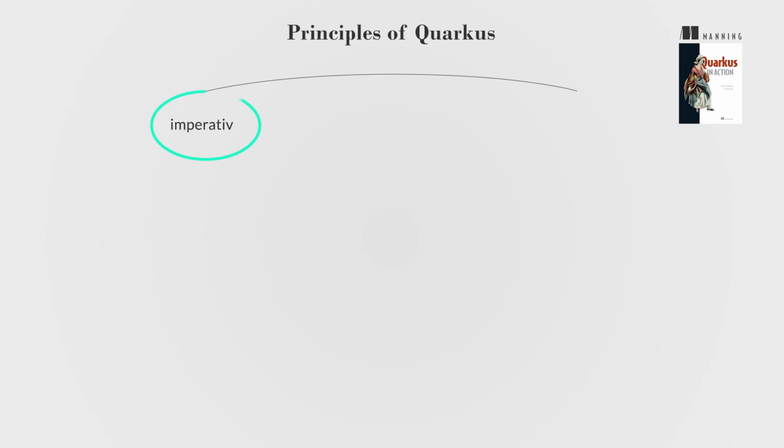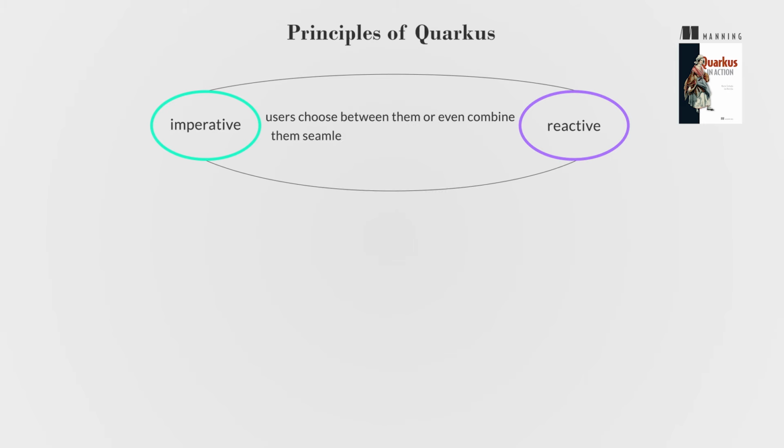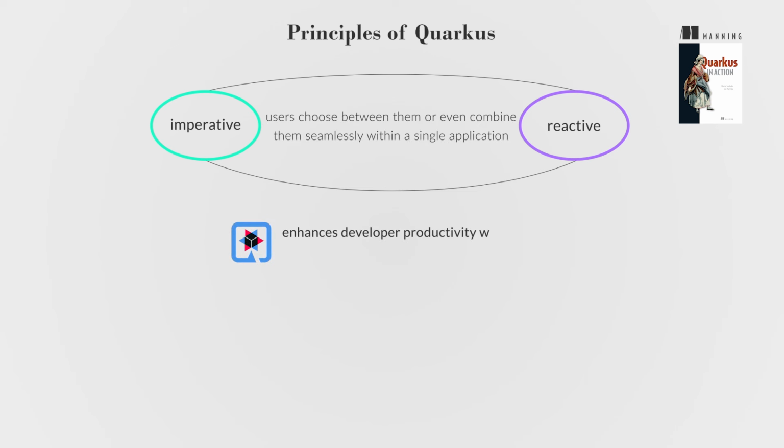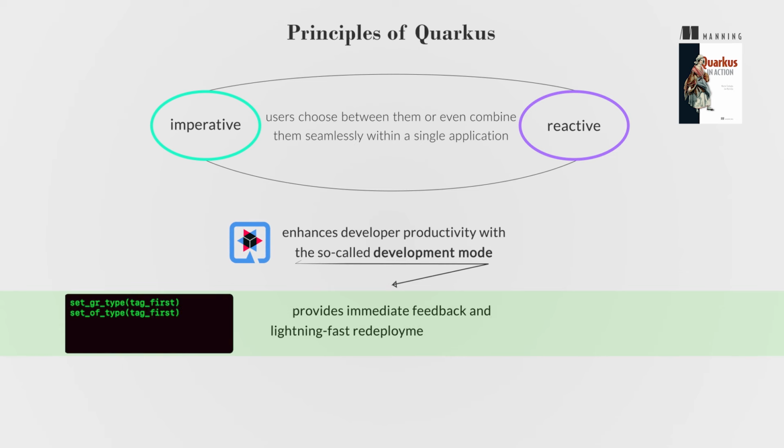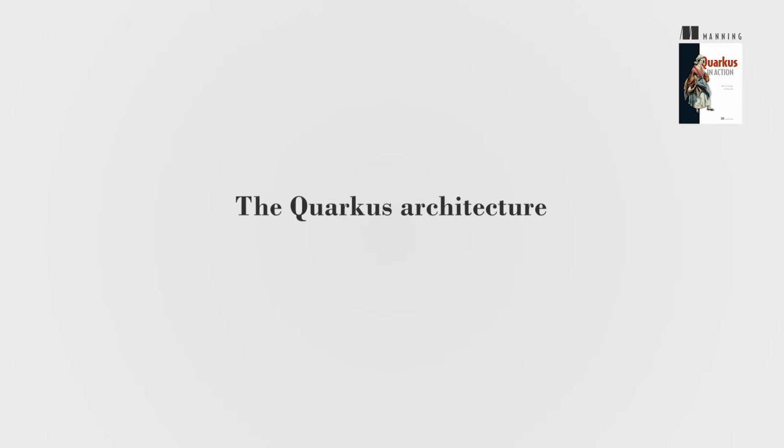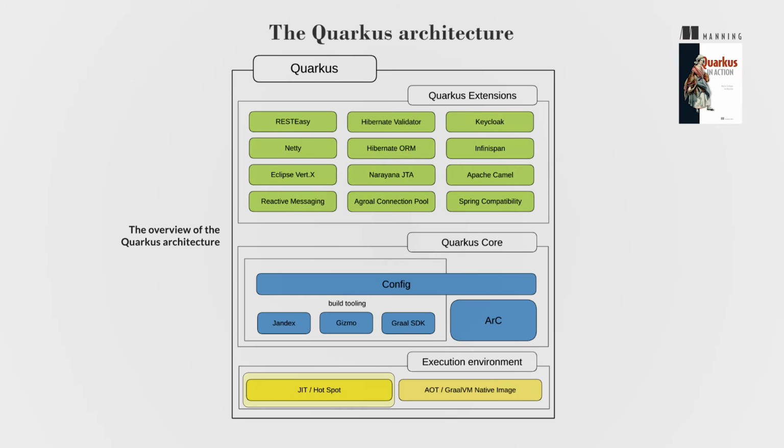Quarkus combines imperative and reactive programming and lets users choose between them or even combine them seamlessly within a single application. Quarkus enhances developer productivity with the so-called development mode that provides immediate feedback and lightning-fast redeployment while coding, akin to scripting languages. The Quarkus architecture includes the JVM and GraalVM at its foundation, with build components like Jandex and Gizmo optimizing metadata processing and bytecode generation. Quarkus extensions further enhance build and runtime capabilities.